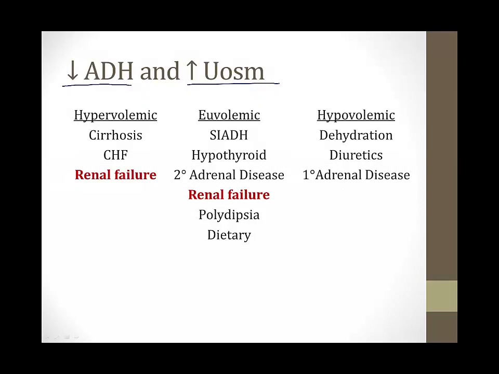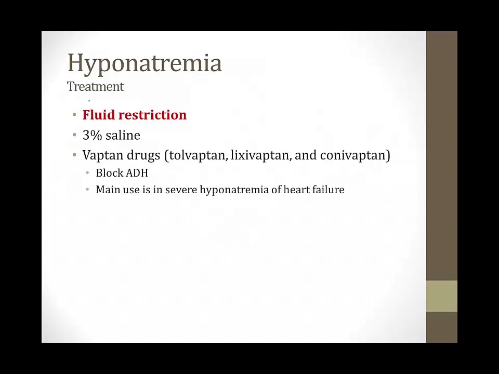and thus the urinary osmolality is high. We talked before about treatment of hyponatremia from SIADH, but now I'll mention treatments for other causes of hyponatremia. Just like in SIADH, fluid restriction alone can often be helpful to raise the serum sodium. Sometimes concentrated saline, 3% saline, can be used. And then finally, there are drugs called Vaptan drugs like Tolvaptan and Conivaptan. These block ADH, and they've been shown to be effective in treating hyponatremia associated with heart failure only.